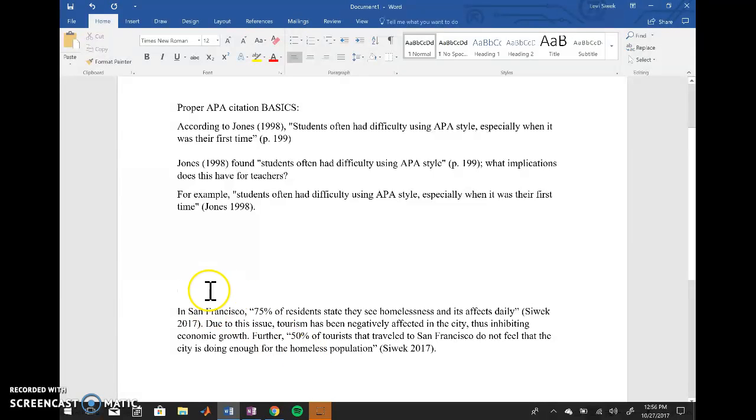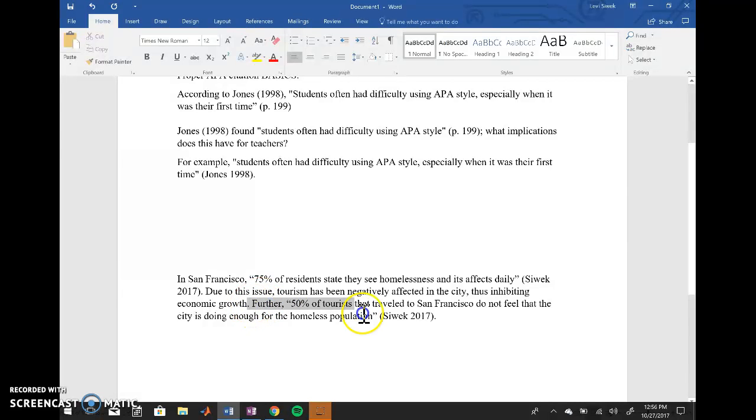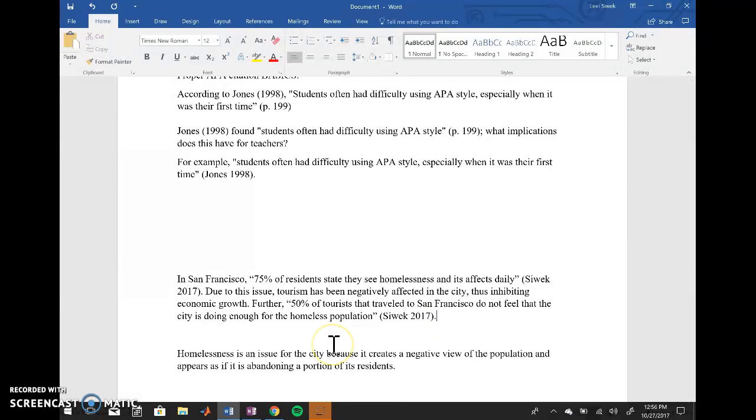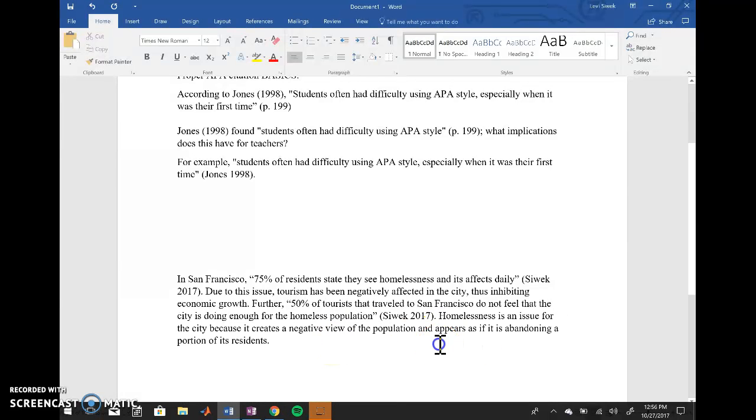Rather than jumping from idea to idea, this little sentence separates it out and gives the reader a better idea of the argument you're trying to create, and makes you seem more credible because you're using this quote to your advantage, expanding upon it and using your own words. So after I have this quote, further 50% of tourists, blah, blah, blah, CUIC 2017, it would be good to include another analysis. That analysis is: homelessness is an issue for the city because it creates a negative view of the population and appears as if it is abandoning a portion of its residents.